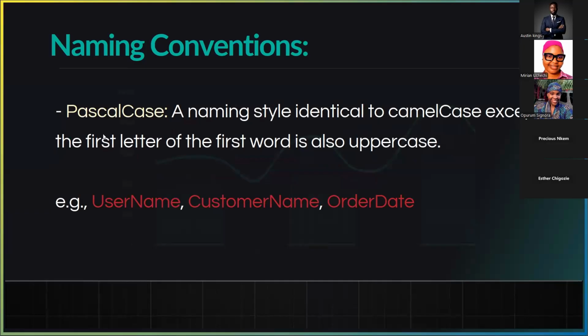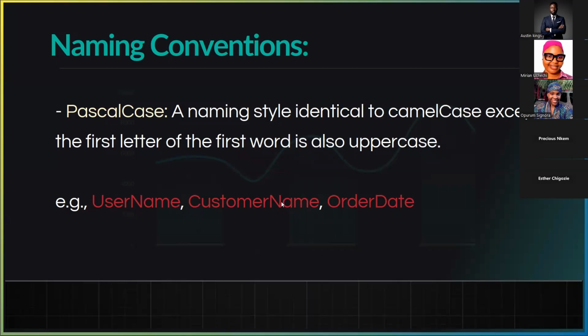So the next one we have is Pascal case, a naming style identical to camel case, except the first letter of the first word is also uppercase. In the first one, camel case, the way they call it camel, a camel's throat is long at the head. So you see the first letter is tiny, then the other one is big. In Pascal case, the first letter is uppercase, and the first letter of the next word is also uppercase.